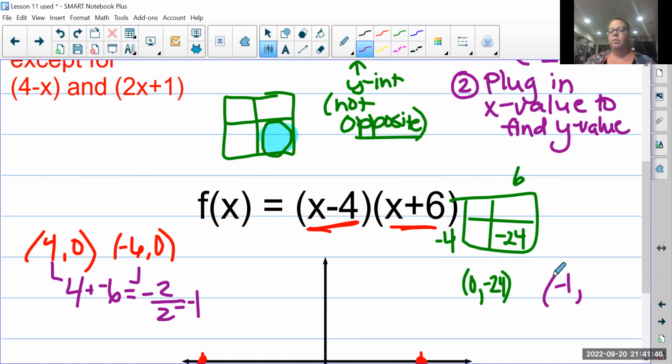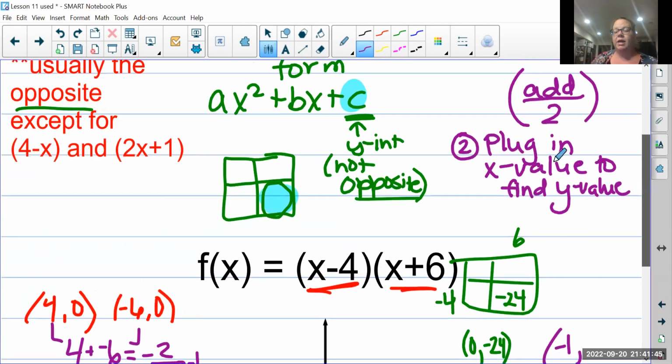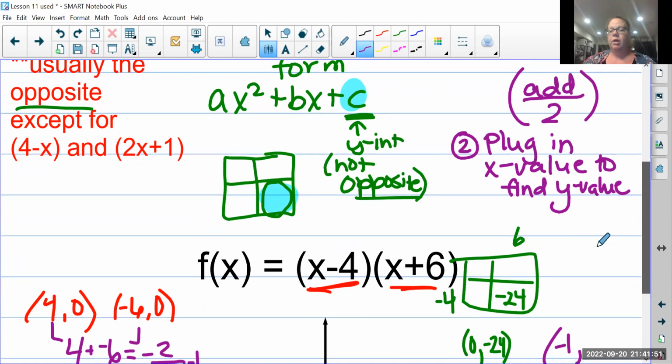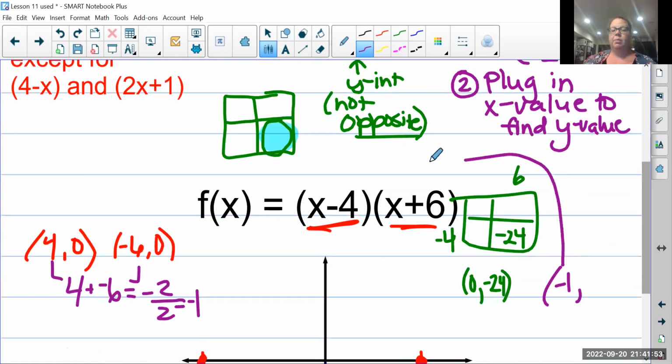Then for step number 2 for my vertex, I'm going to plug in that x value I just found, which was -1, to find the y value. So I'm going to take this -1 from here and I'm going to plug it back into the equation here and here. That's going to be -1 minus 4.